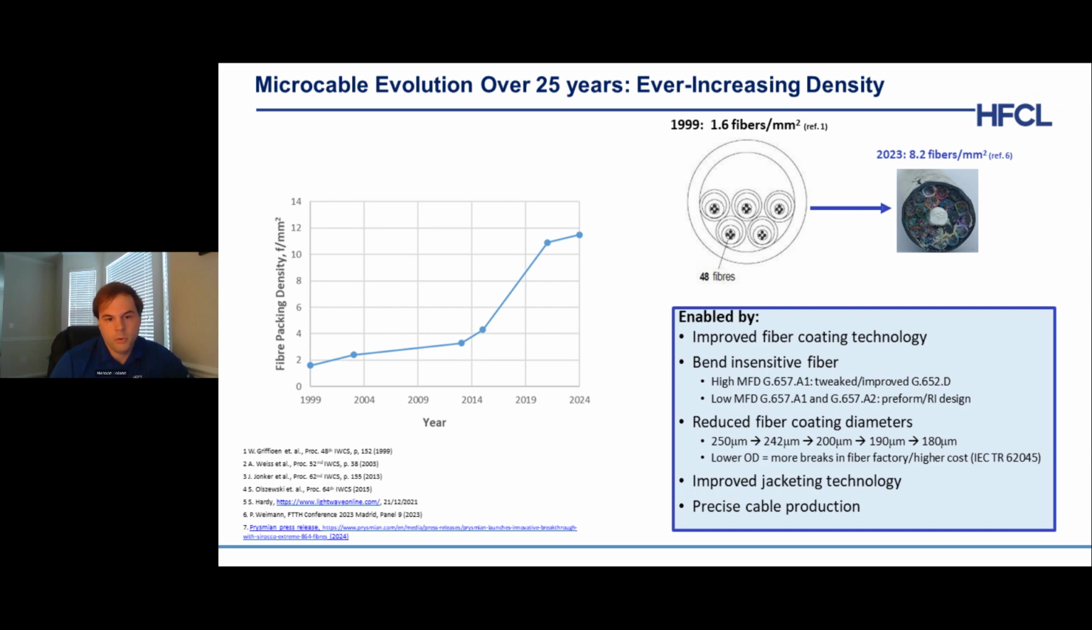And then just a couple other bullet points here. Just improved processing technology, whether that be from the tubing stage where applicable all the way through to the jacketing stage of the cabling process. So very precise cable production permits the smaller dimensions, anywhere from the tube all the way to the jacket, like I said, depending on what the construction is of your cable.